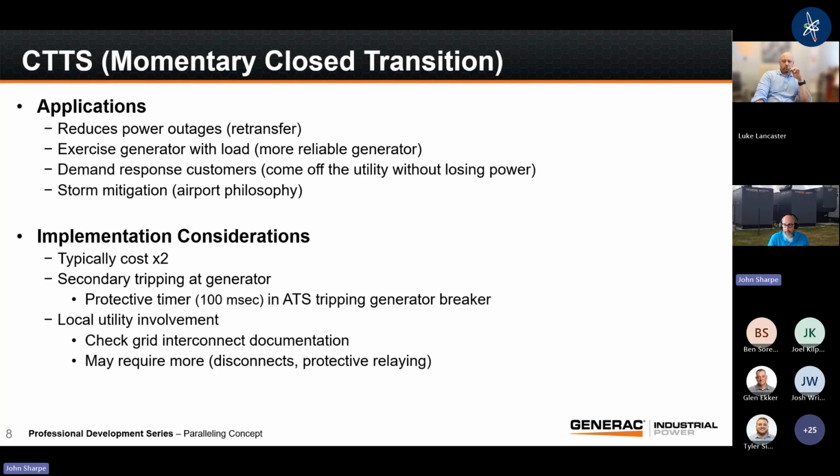Why would we do this, right? Why would you do this? In general, this probably costs twice the cost of a standard open transition switch.